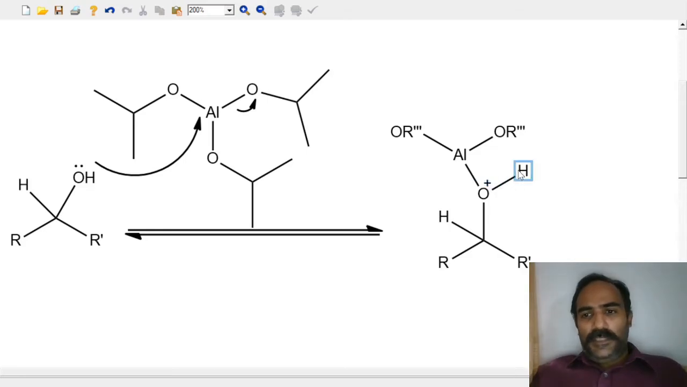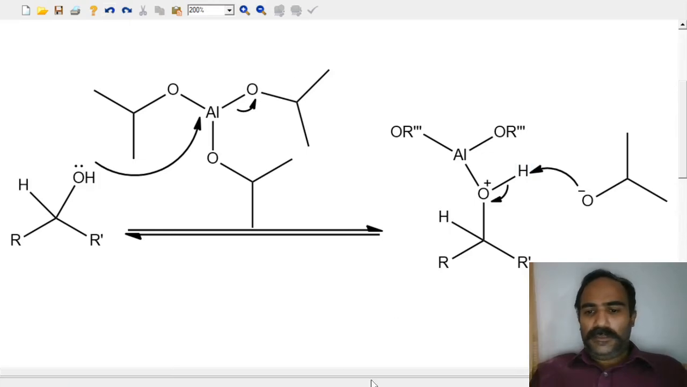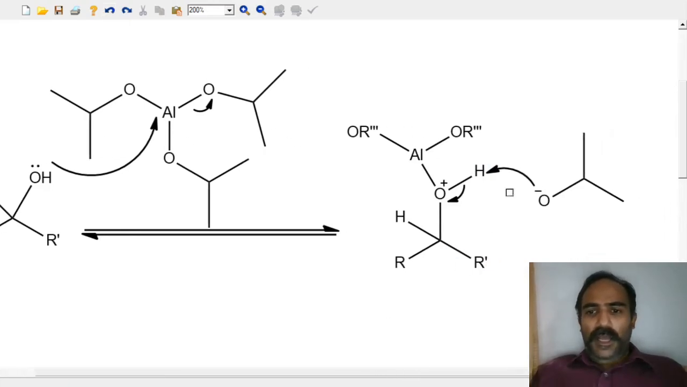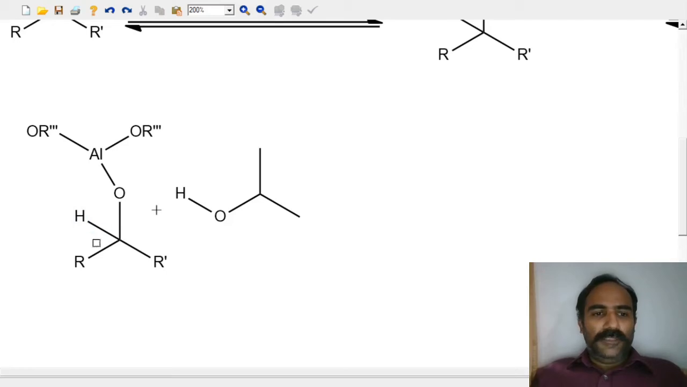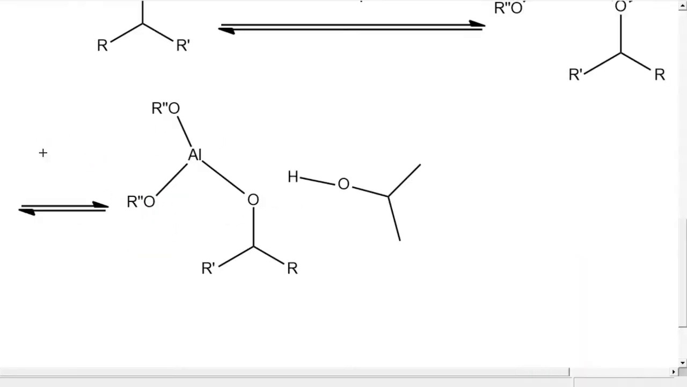So this H plus can be picked up, and we can show the curved arrow like that. And now the negatively charged species, as a result of this bond breaking, you will have this isopropoxide, and this will pick up this proton from here. And you will have this species as our starting material. This alcohol is completely coordinated with or bonded to aluminum with the elimination of an isopropanol group from aluminum. We could write this as minus isopropanol. We don't need to write this here.